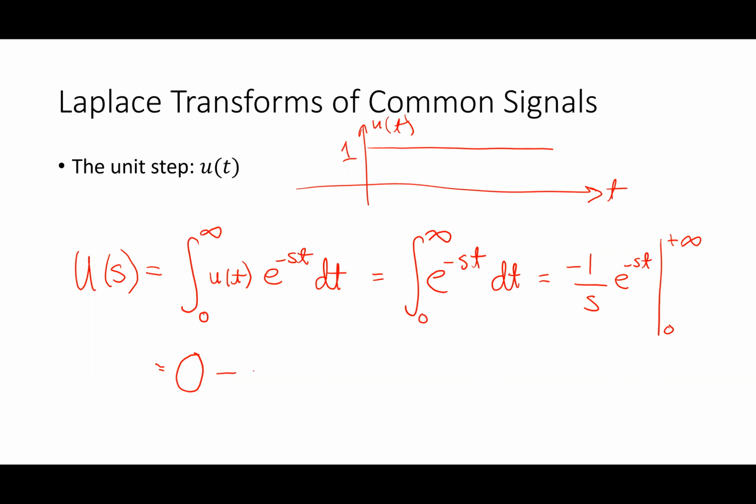So minus 1 over s times e to the negative s times 0. What's e to the negative s times 0? 1. So what does this become? 1 over s. And what if I did the integral of 5 u of t? What would this become? 5 over s. There's a whole set of properties on Laplace transforms.